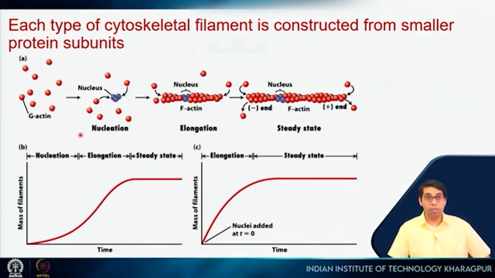If in a solution of G-actin we add a nucleus, then we will see something like this. So, you see that the nucleation phase is absent. It directly goes into the elongation phase and reaches the steady state, right.